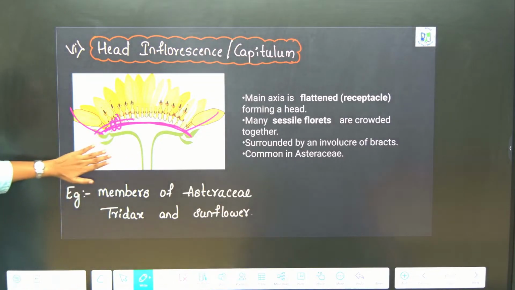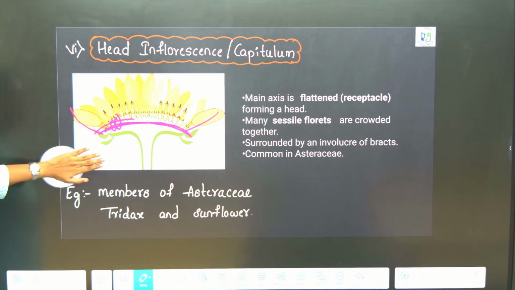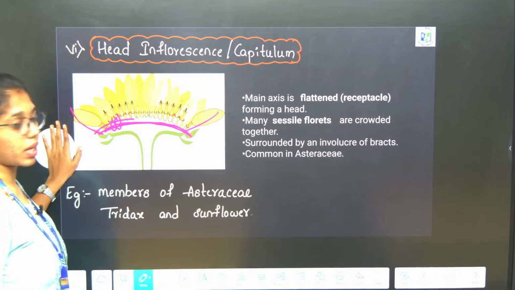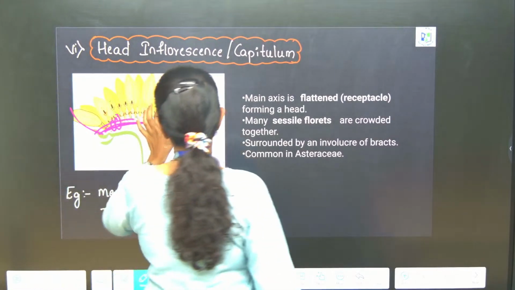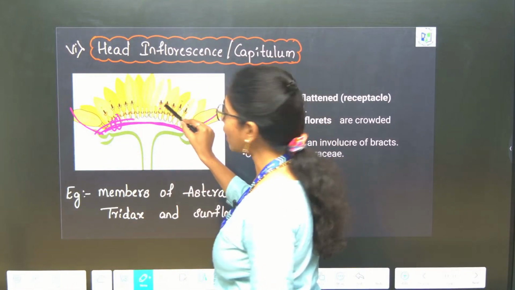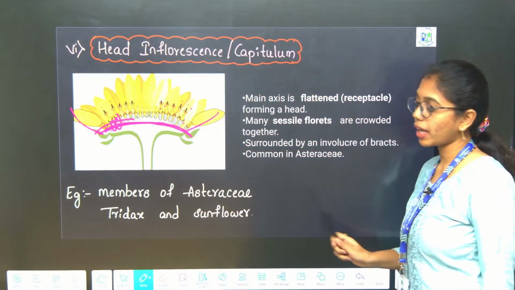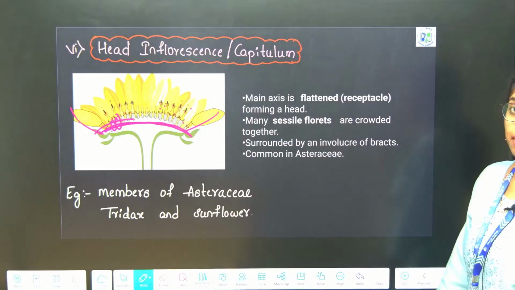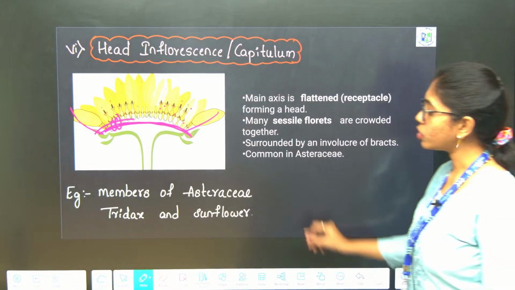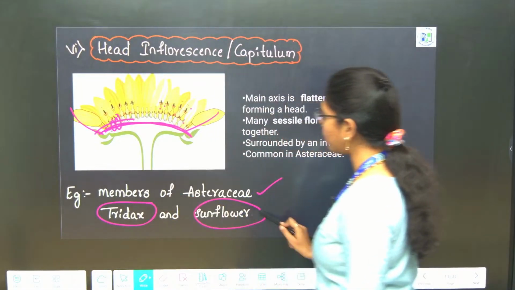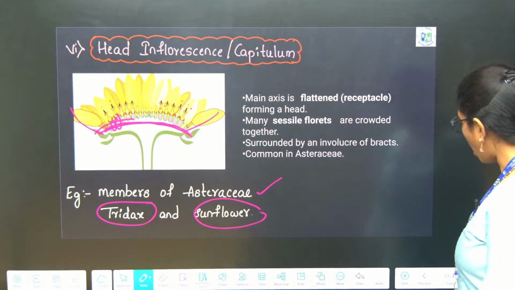These are most common in Asteraceae members, wherein disc florets and ray florets are present. Disc florets at the center, ray florets at the end. This is head or capitulum type of inflorescence. Best examples for this are members of Asteraceae, Tridax and sunflower.